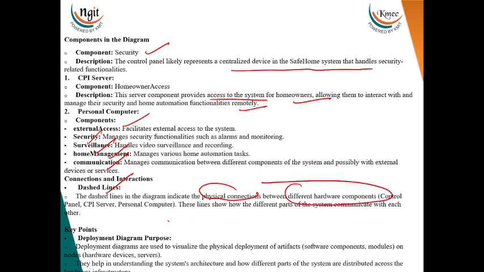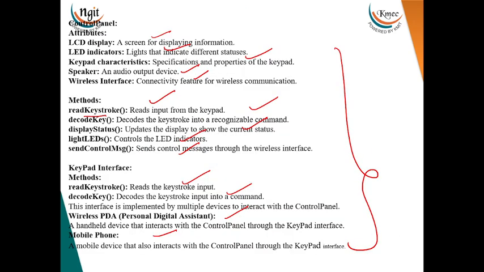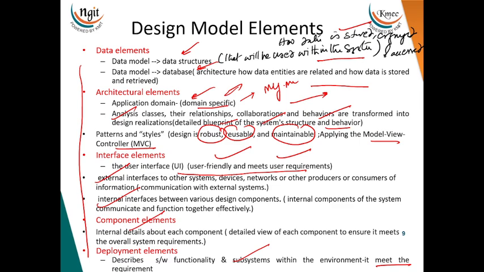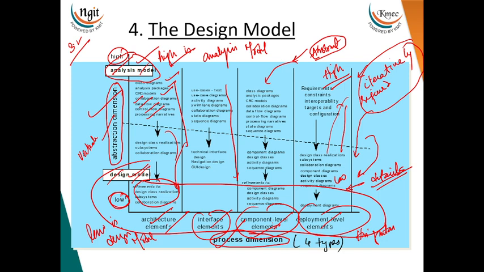Key point: how you are going to deploy this. This is what we are going to see: what the deployed model is, what the component model is, what the interfaces are, and how they are going to be built. This is a design model element and this is the diagram for it.